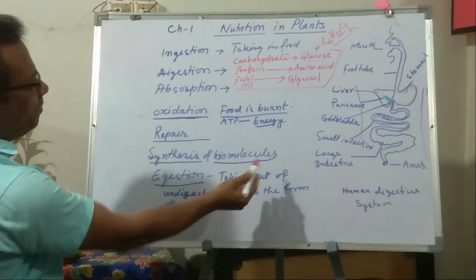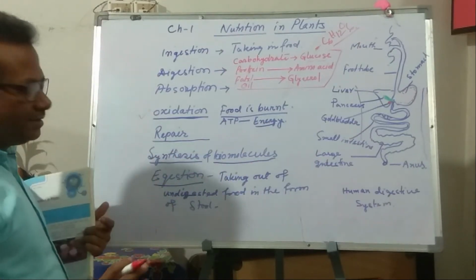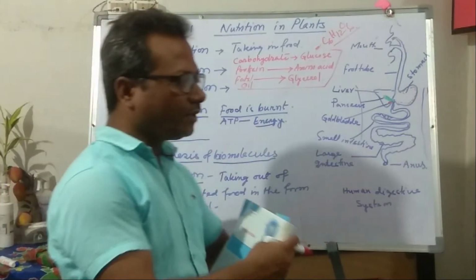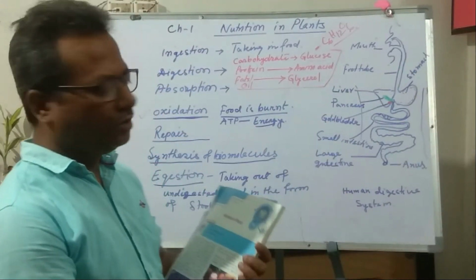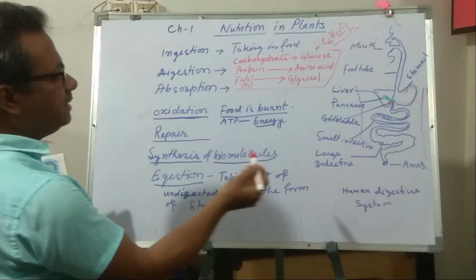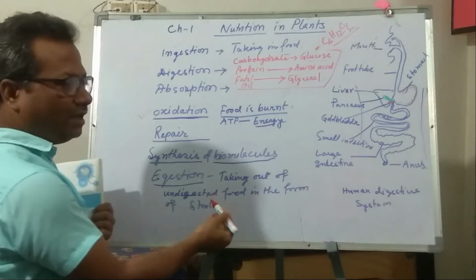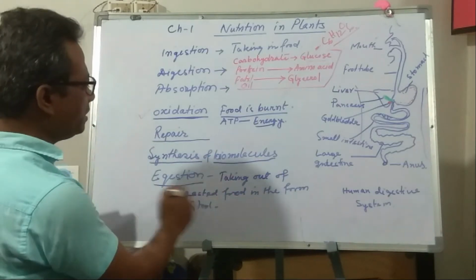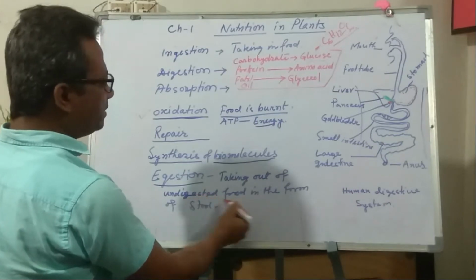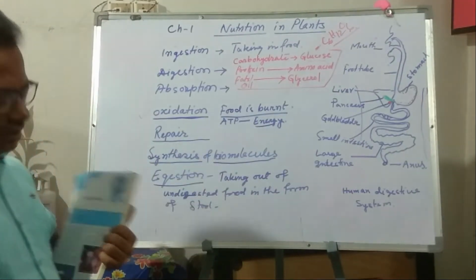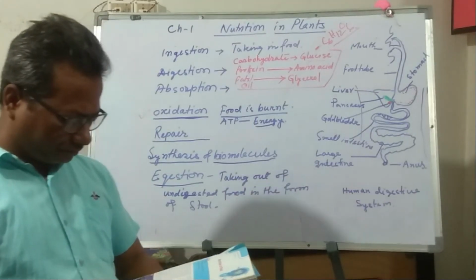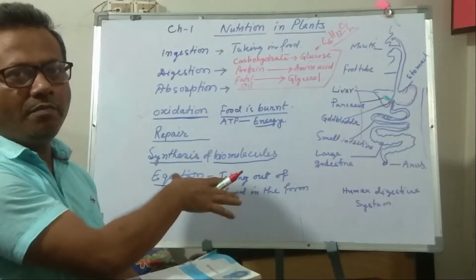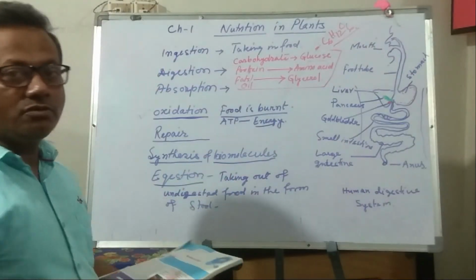Repairing is important, synthesis of biomolecules is important, and roughage. So we should eat fiber containing food also, so that undigested part can be removed smoothly. The removal of undigested food, taking it out in the form of stool, is called egestion. So I have discussed these things in the case of human beings and animals. Now in plants also it takes place.